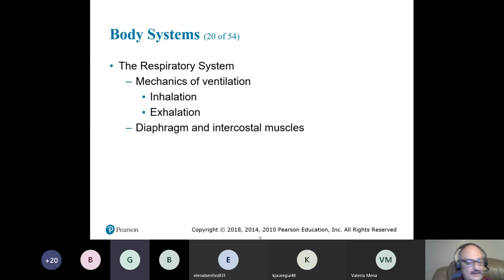Now, in exhalation, where we're breathing out, before I get to that. The process of inhalation, the muscles contracting, diaphragm contracting, creating that negative pressure, that's called an active process, ACTIVE. And the reason it's an active process is because there's actually an expenditure of energy. We need energy to contract the muscles.